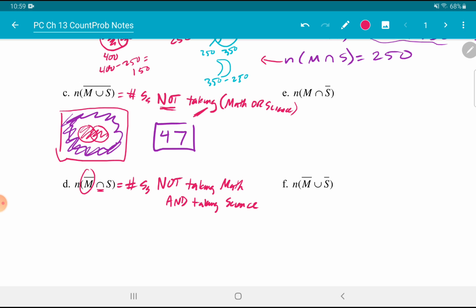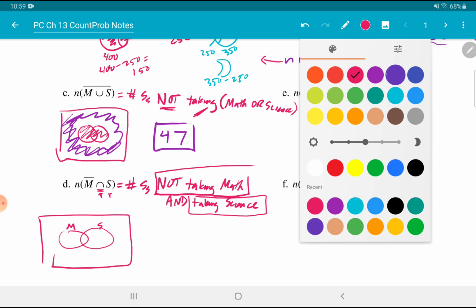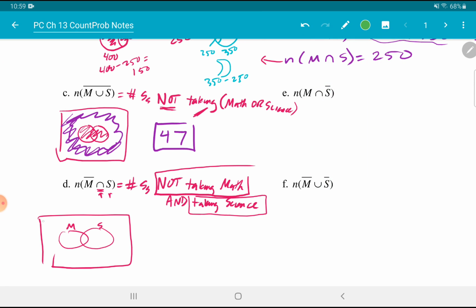Again, I want to give that verbal emphasis on what we're trying to find. The number of students not taking math and taking science. There are 2 things here. So, as we look at our Venn diagram again, what are we trying to find? The number of students not taking math. That's one thing. What is that? I'll do this in different colors. The number of students not taking math would be everything but the math circle.